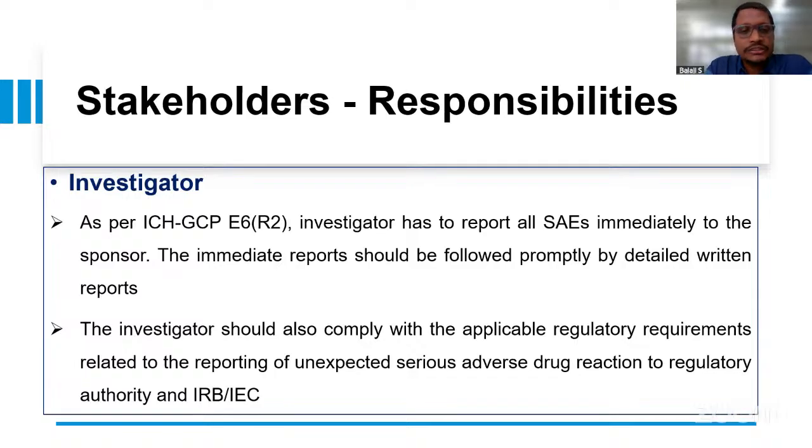And then the investigator should also comply with the applicable regulatory requirements related to the reporting of unexpected serious adverse reactions to regulatory authorities and the IRB or IEC. This is very, very important: whenever there is an unexpected serious adverse reaction, that is SUSAR, that happens, the information has to be reported immediately to the ethics committee of the particular site it is associated with. That should happen through the proper reporting system.